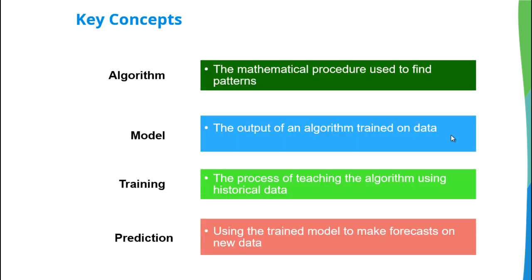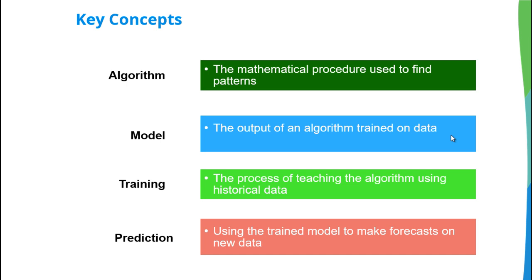So we have some more key concepts. We have the algorithm, which I just explained, which is a mathematical procedure used to find the patterns from the features. Every feature has patterns. For example, images and the rest of them, there are patterns that denote the features. We also have the model, the output of an algorithm trained on data, which becomes the entire system that now needs to be deployed.